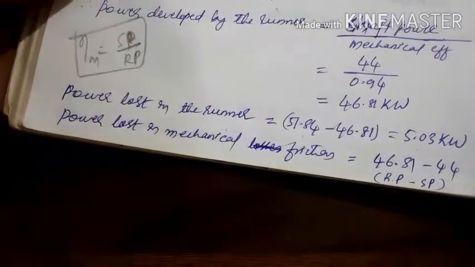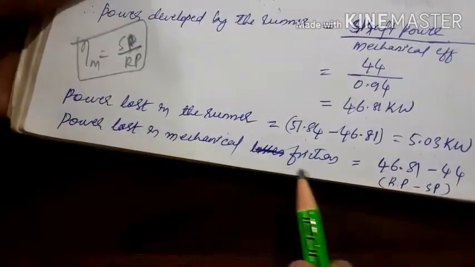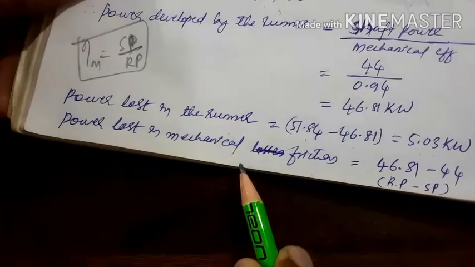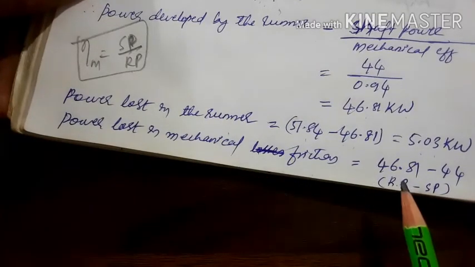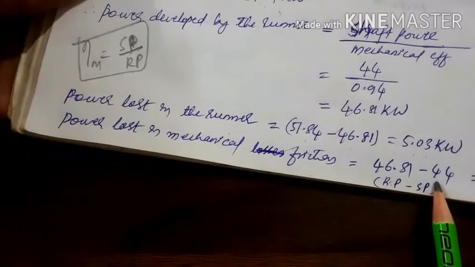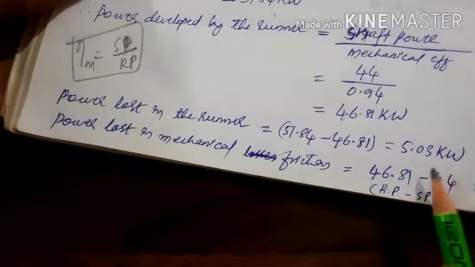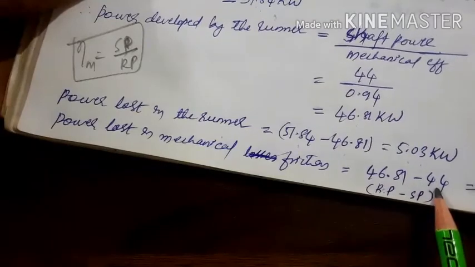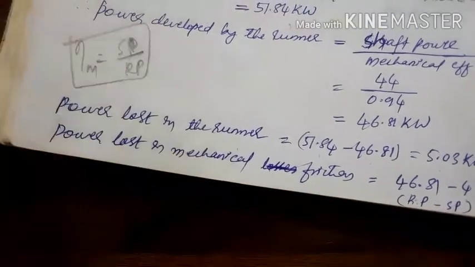Then the next is power lost in mechanical friction. So already we know the power available at the shaft. Power available at the shaft has been given, that is 44 kilowatt.